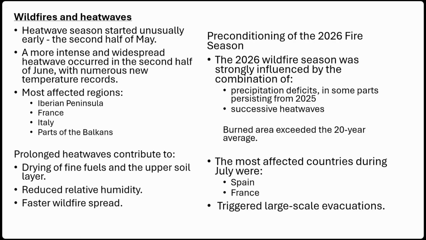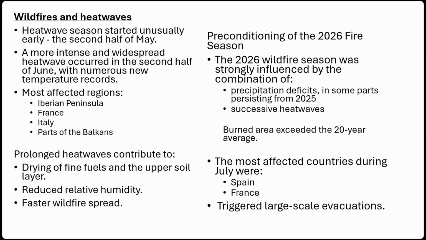And then we had another intense heat wave in the second part of June, which also had quite a number of temperature records. The most affected region was the western part of Europe and also the Mediterranean. And this kind of situation with heat waves gives more fine fuel for the fires and also dries up the upper soil layer. The humidity is quite reduced, and then the wildfires will spread faster.